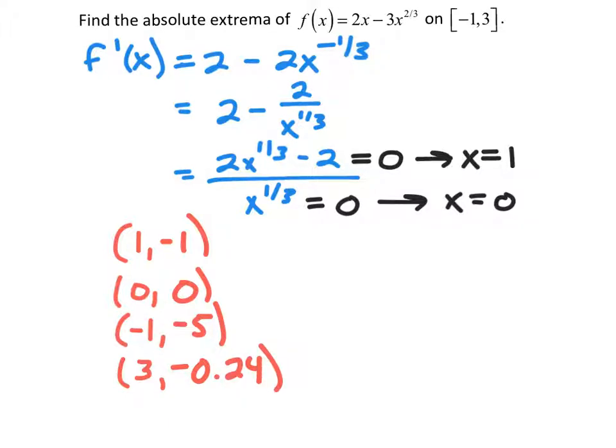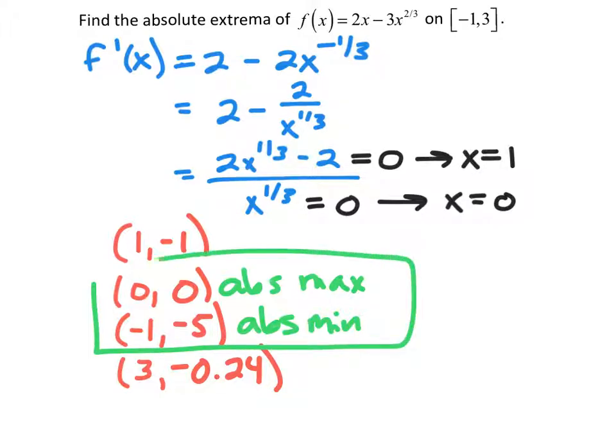So the biggest y value here is actually 0, so that's going to be my absolute max. And my smallest y value is negative 5, so that is my absolute min. And those are the 2 points I was looking for. Now, if one of these others had had the same y value as the 0 or the negative 5, you can have more than one absolute max or min as long as they both share the biggest y value or the smallest y value.